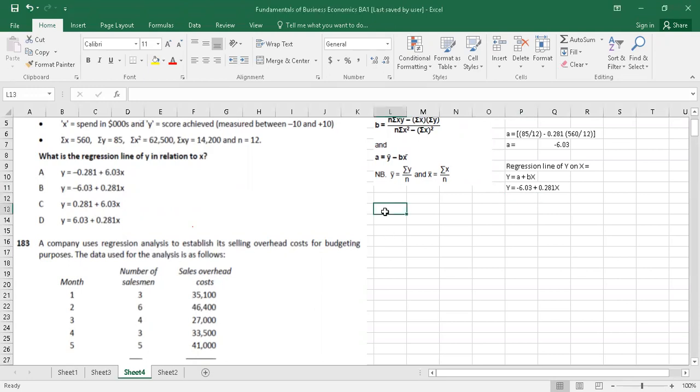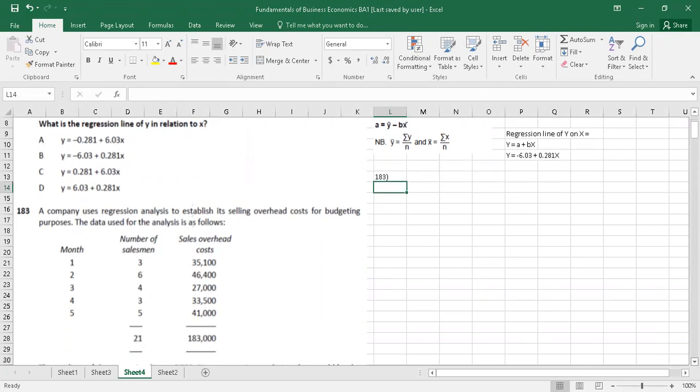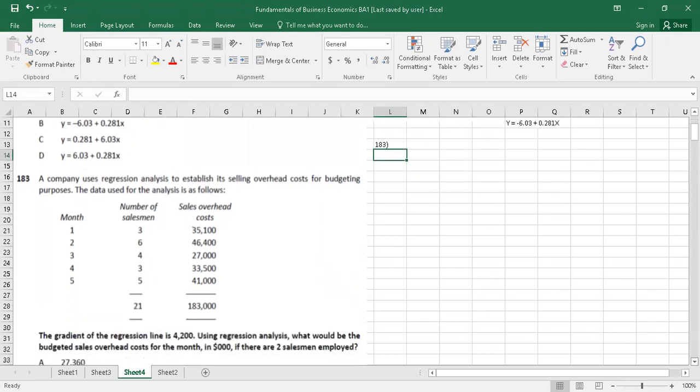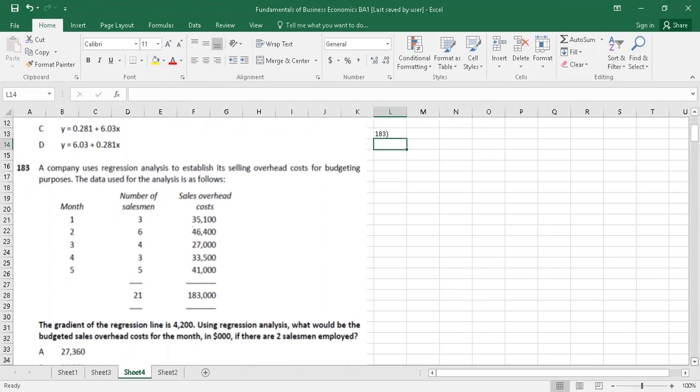Now let's see question number 183. A company uses regression analysis to establish its selling overhead cost for budgeting purposes. The data used for the analysis is as follows. See, the gradient of the regression line is 4,200, which is x. Using regression analysis, what would be the budgeted sales overhead cost for the month in thousands of dollars if there are 2 salesmen employed?